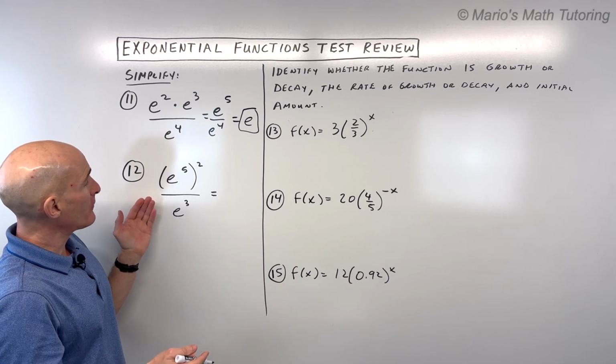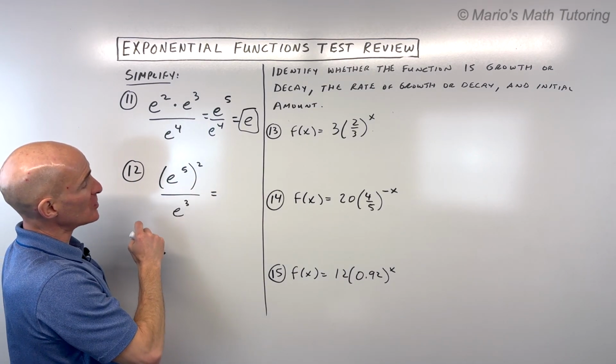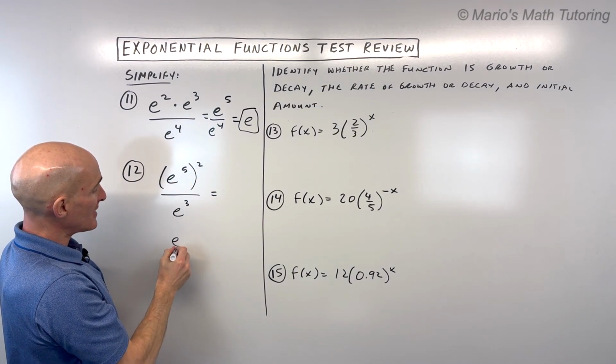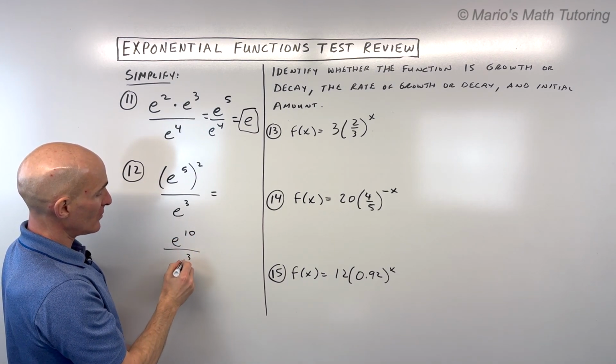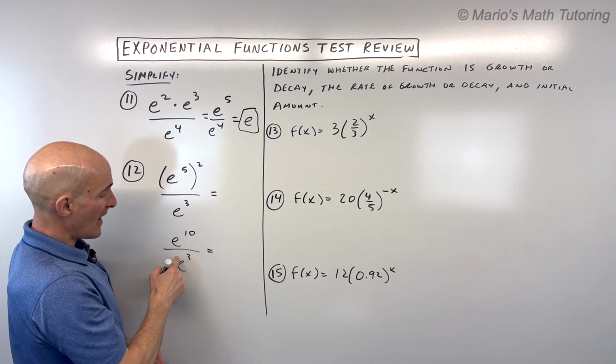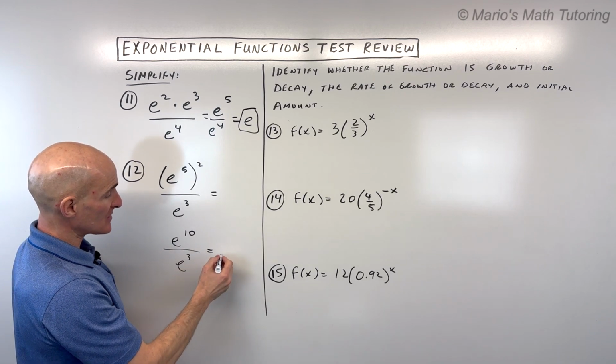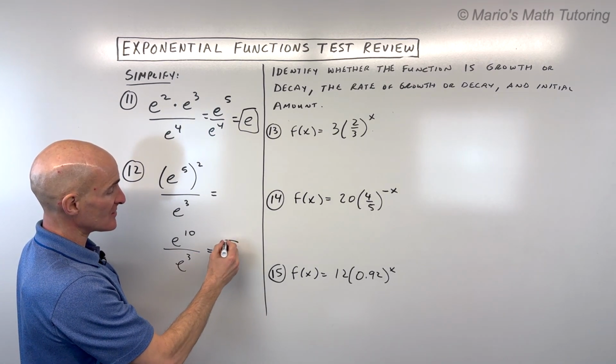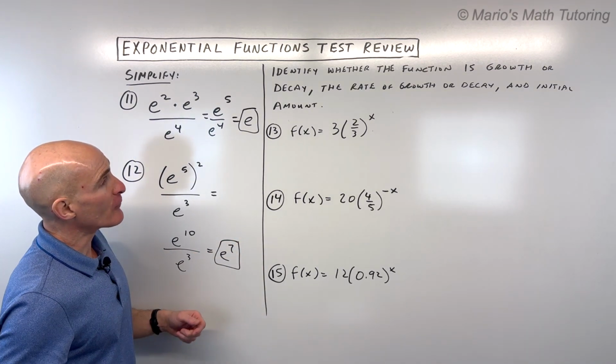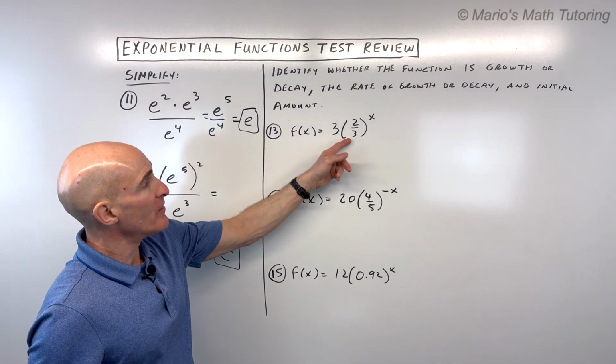For number 12, when you have a power to a power, what do you do? You multiply, so that's going to be e to the 10th over e to the 3rd. When you divide and you have the same base, again, you subtract the exponents, numerator minus denominator, that gives us e to the 7th.